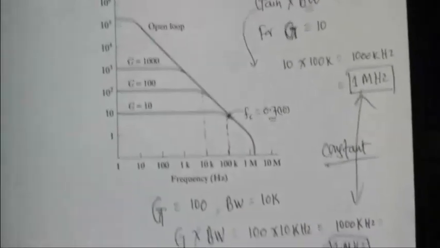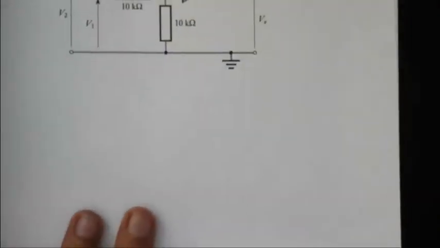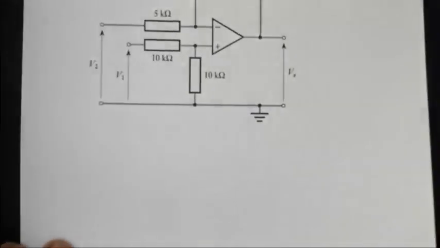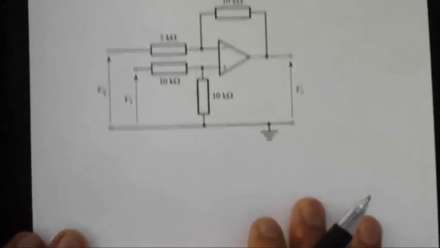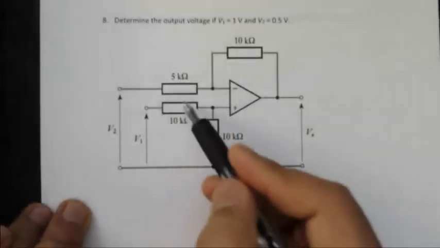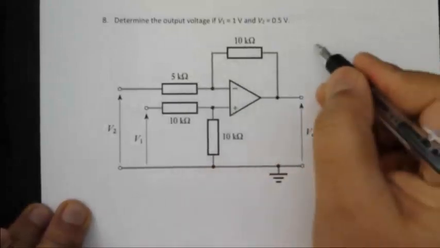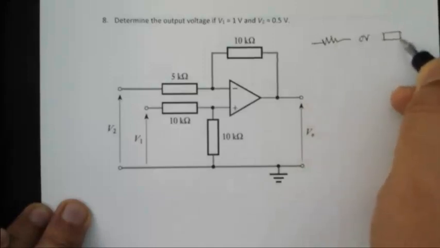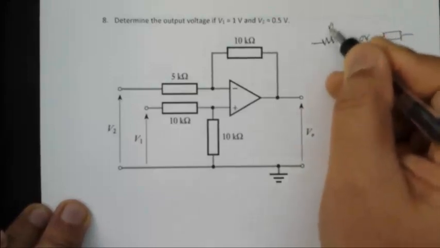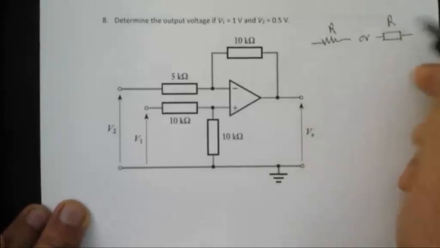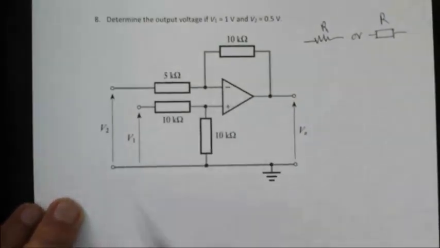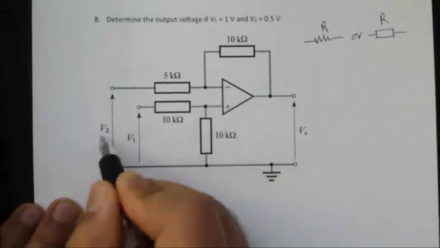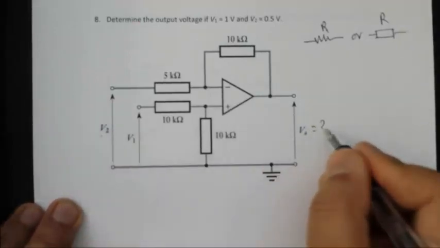All right. So next, let's move on. Let's do a couple more problems. The next is for the given circuit. The resistor symbols are the same: some books use this, some books use that. This is the standard, but some books also use this. For the given configuration, V1 is 1 volt, V2 is half a volt, what would be the output?